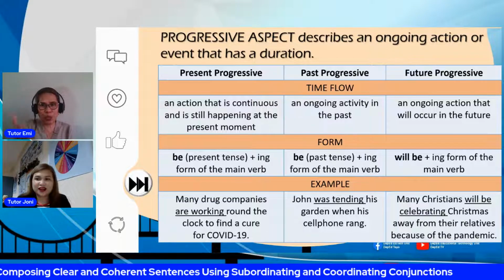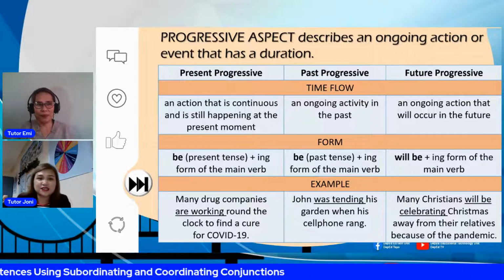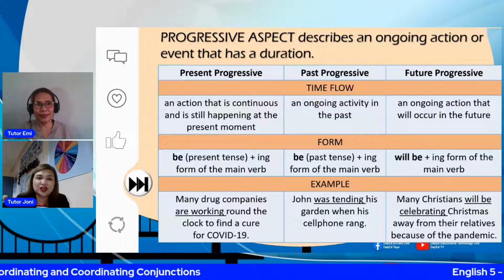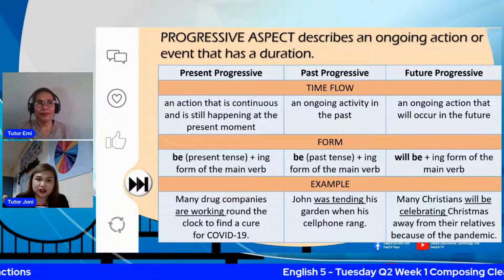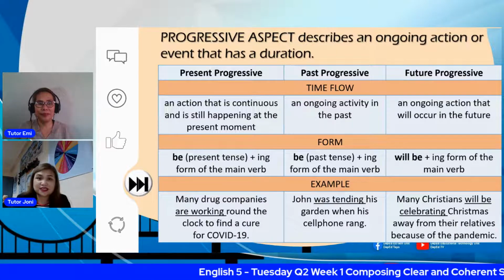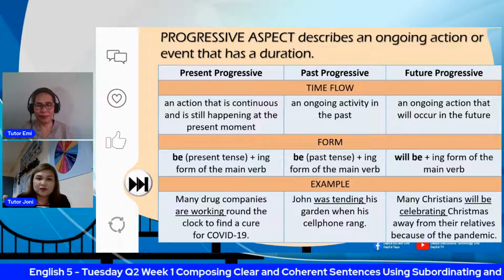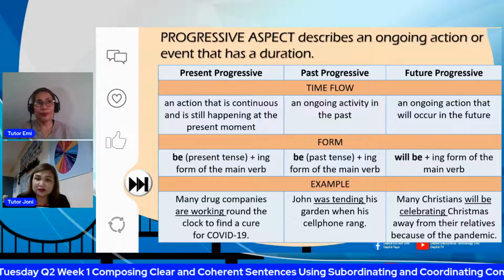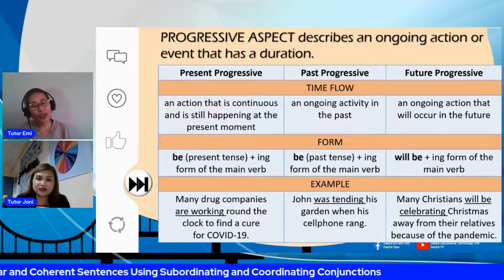All right, so what about the future progressive? You have the future progressive, an ongoing action that will occur in the future. So still progressive but future. So will be plus the ing form of the main verb. For example, many Christians will be celebrating Christmas away from their relatives because of this pandemic.